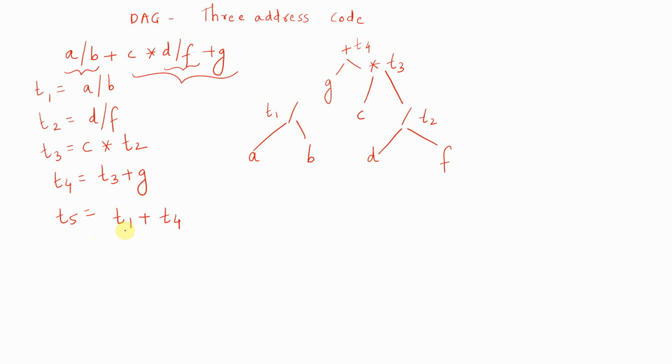And finally, you have T1 plus T4. T1 is at this point, so I create a link from here. T4 is at this point, so join these two and put plus in between. So this is the DAG representation using 3-address code statements.